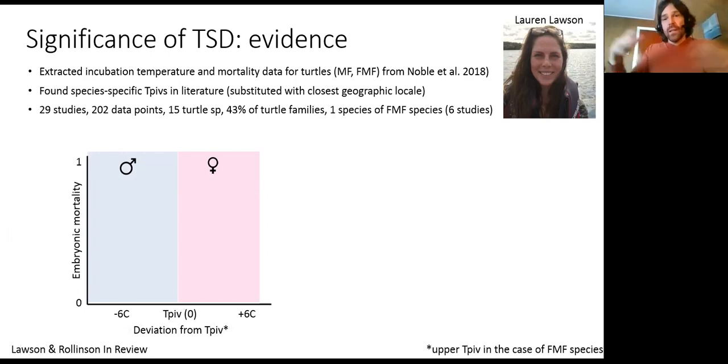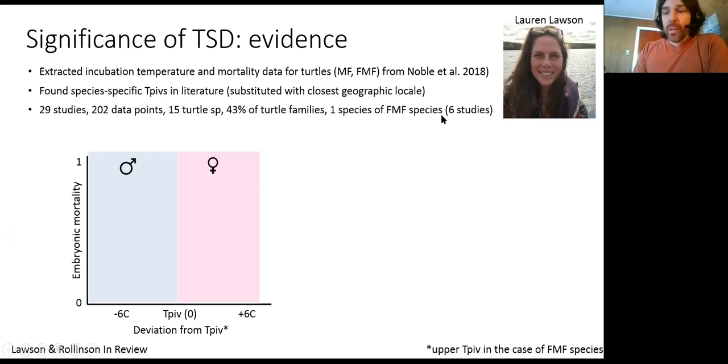We extracted incubation temperature and mortality data for turtles from a database, across studies done over the last 30, 40 years. We found species-specific pivotal temperatures in the literature, and where we needed to, we substituted a pivotal temperature that wasn't available for that population or species with one from the closest geographic location. We ended up with 29 studies, 202 mortality data points, and 15 turtle species that represented 43% of turtle families. We only had one species of FMF, snapping turtles, that was represented in 6 studies.